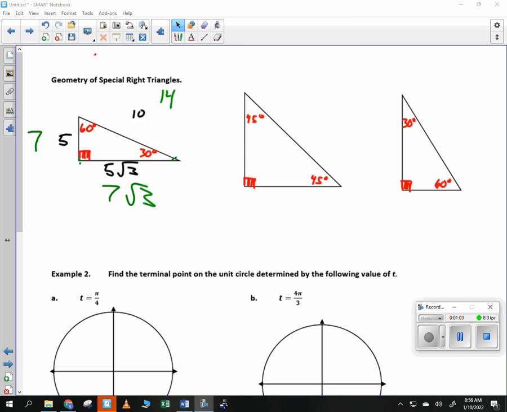45, 45, 90. Does anybody know what is true about a 45, 45, 90? Good, it's a right triangle. What else? Two sides are the same. It's called an isosceles right triangle. These two are the same. So therefore, if this has a measure of 6, what does this side measure? It measures 6. Does anybody know what we do to get the hypotenuse?